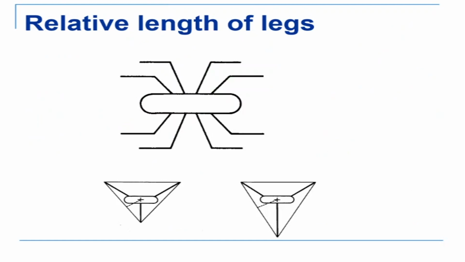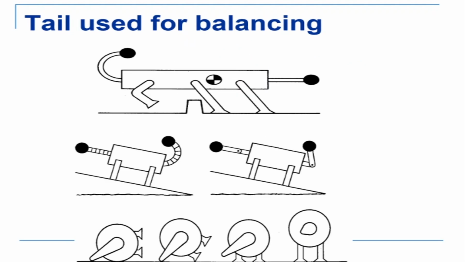Now relative length of legs. Insects like the spider, which has 8 legs. Now there is a relative length of the legs. Some of the legs are long and some of the legs are short. Say for example, this is short and this is long. That is essentially for a particular gait. Now, the relative length of the legs determines the gait. That is something which we'll see.